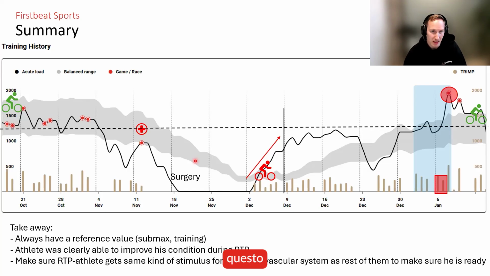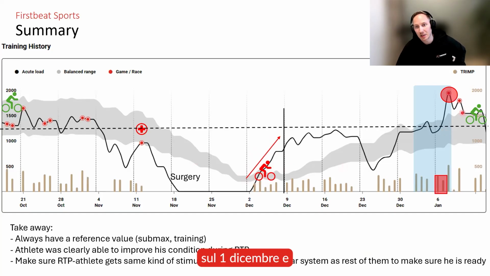Takeaway from this real life case: always have a reference value. It doesn't need to be a submaximal test. Of course, that's the best one. It can also be training, like here we used game day -2, game day -1 values to compare. It should be some quite standardized session so you can compare these values. The athlete was clearly able to improve his conditioning during RTP, so we started here from the poor results on the 1st of December, and then had good results on the 15th of January.